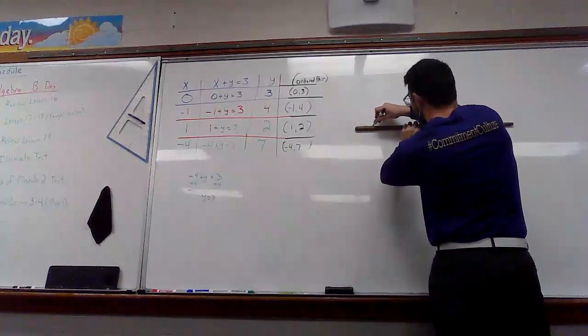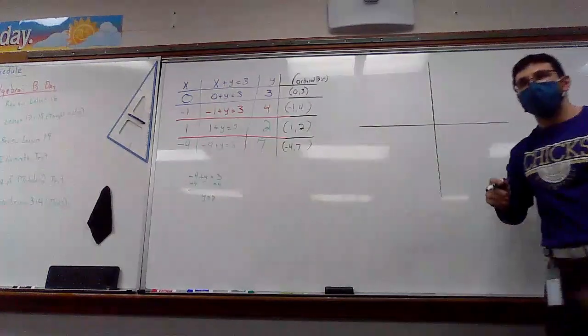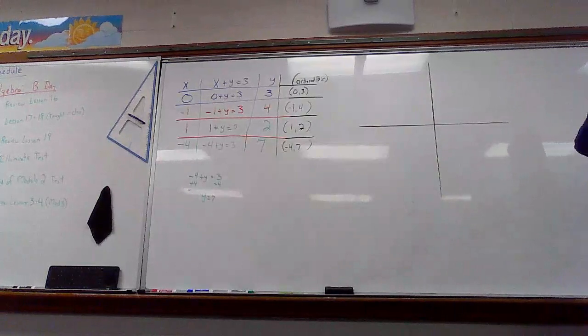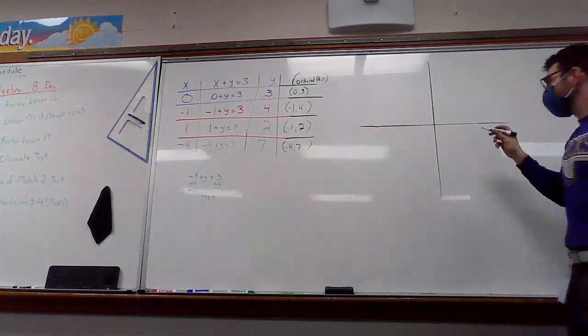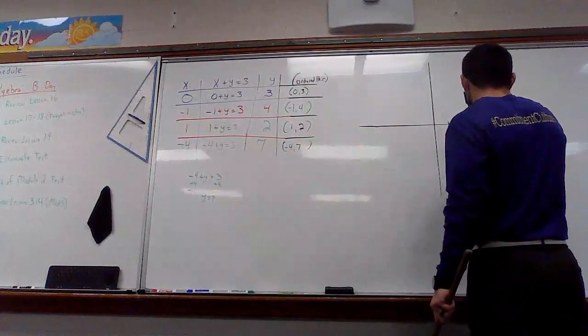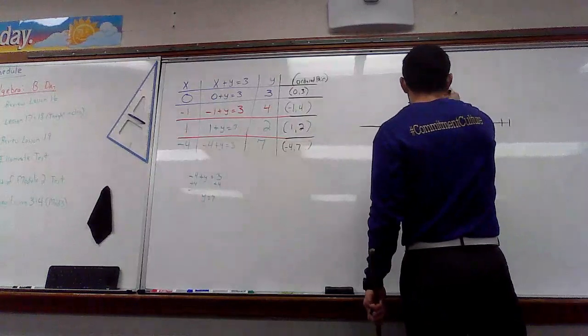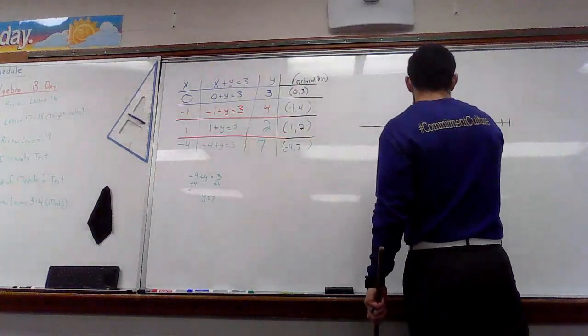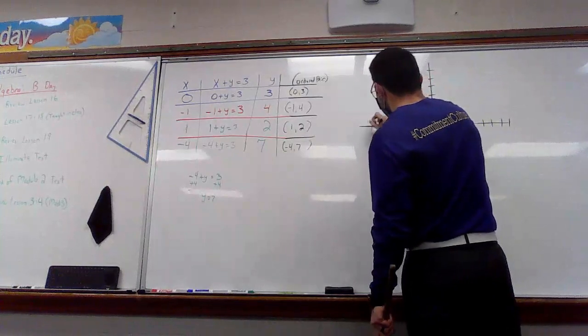Is my graph going to be as good as a graph that's on graphing paper? No, because I'm just making it up, right? On graphing paper, it's perfect. So is it going to be a little off? Probably. 1, 2, 3, 4, 5, 6, 7.